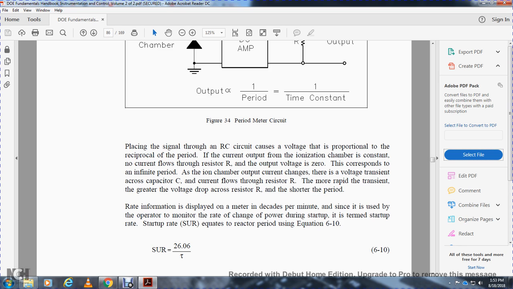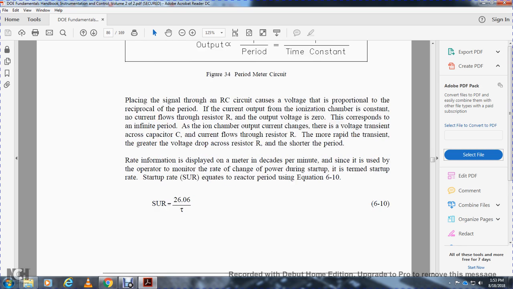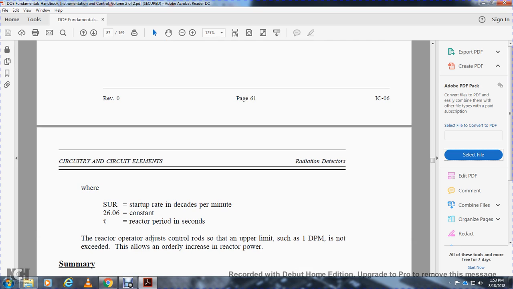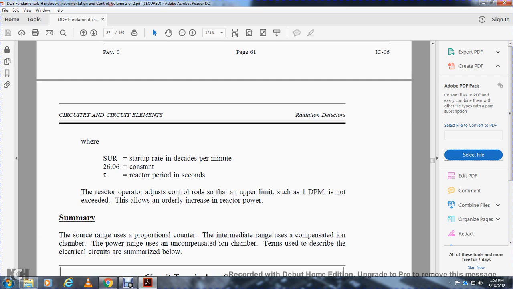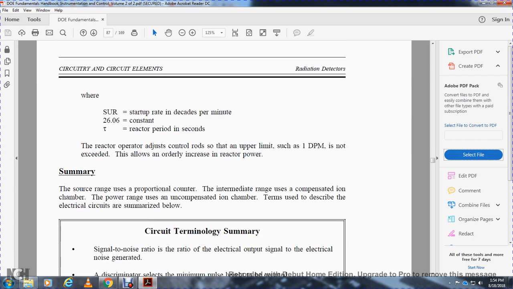The startup rate is equal to 26.06 over the reactor period. Second, the reactor operator adjusts the control rods so as not to exceed the upper limit of 1 decade per minute, for an orderly increase in reactor power.